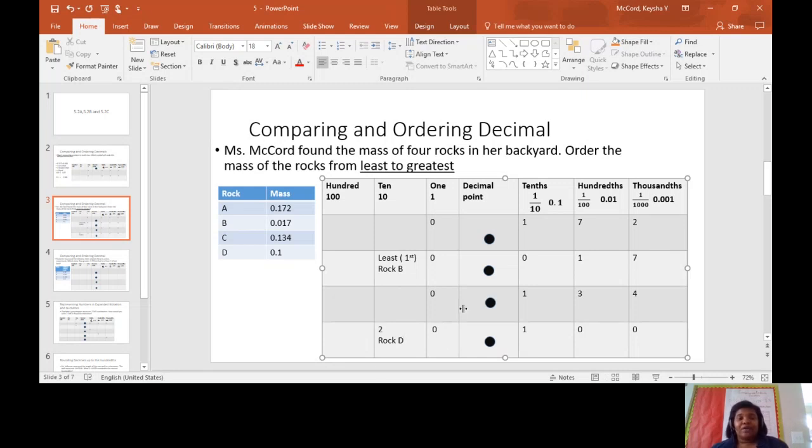Now let's go back and finish up our comparison. I have rock A and rock C. Well, I have 7 and 3. Well, what do I know about 7 and 3? I know that 7 is bigger than 3. So that means the third rock with the least amount of mass is going to be rock C.